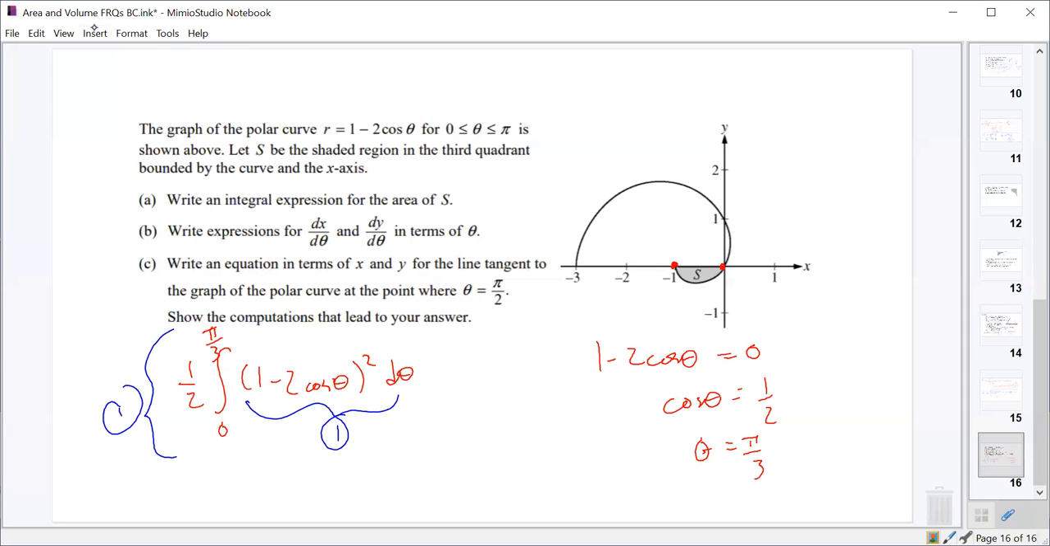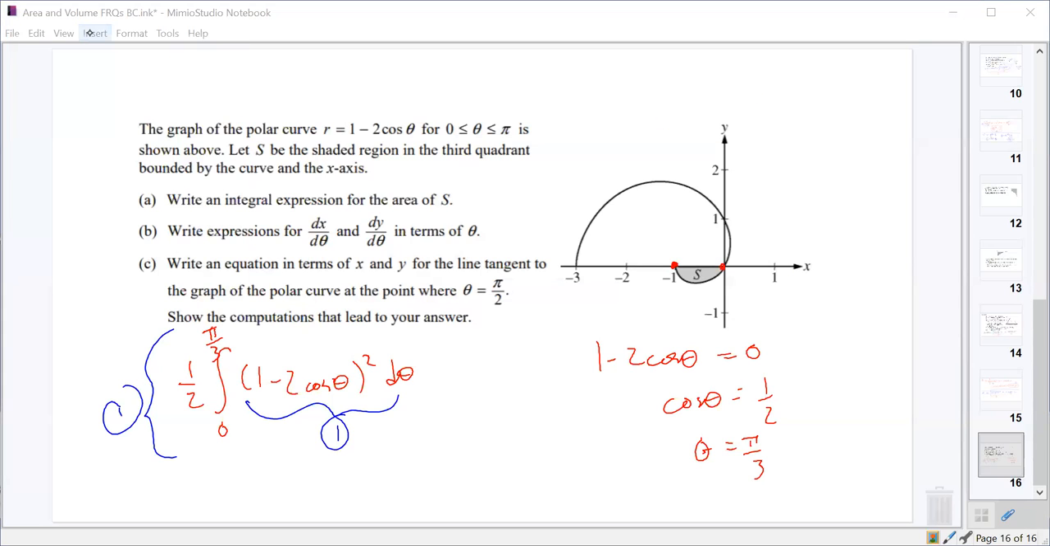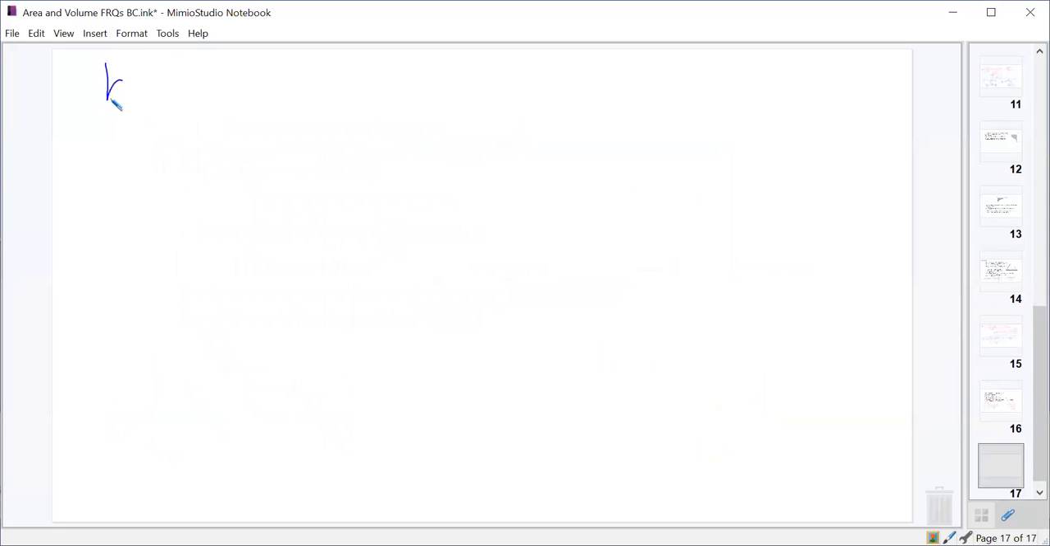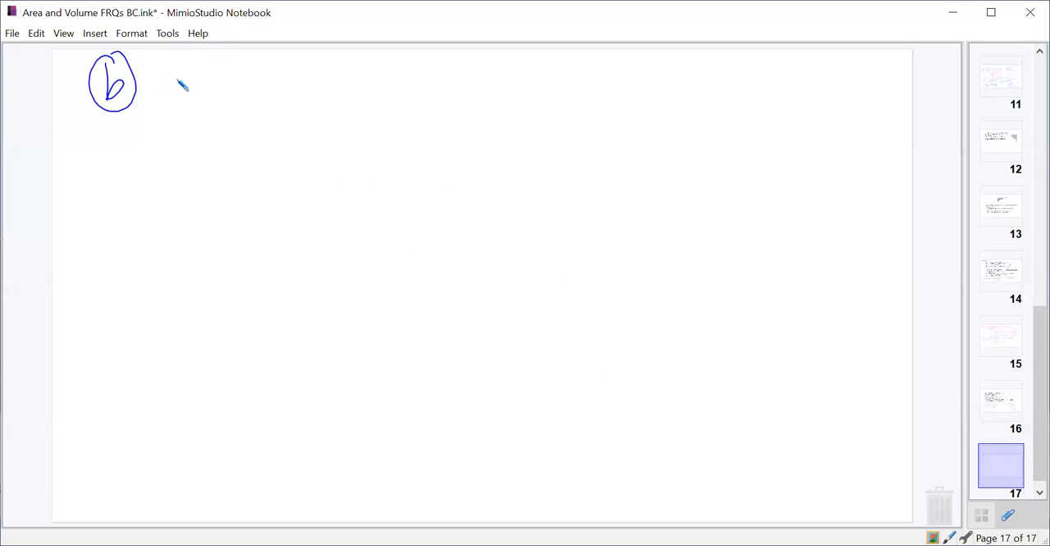All right. Part B asks us to write expressions for dx d theta and dy d theta. We know that x is r cosine theta, and r was 1 minus 2 cosine theta. Is that right? So y will be 1 minus 2 cosine theta times sine theta.